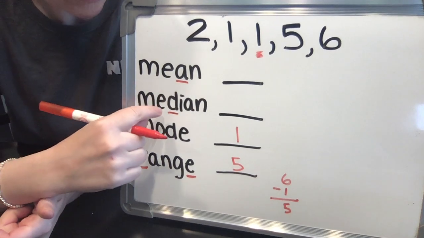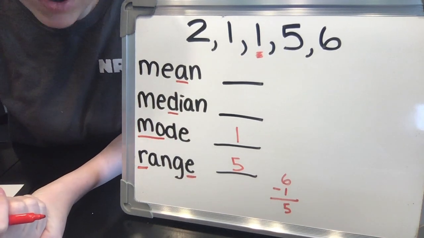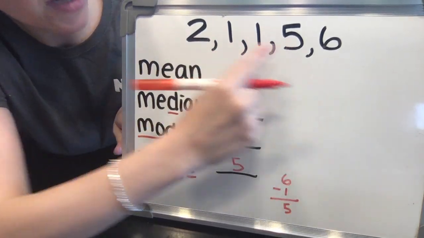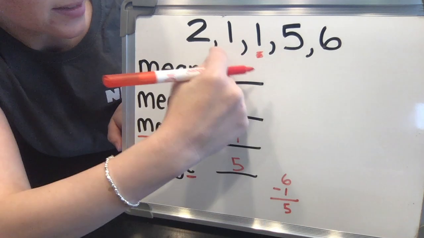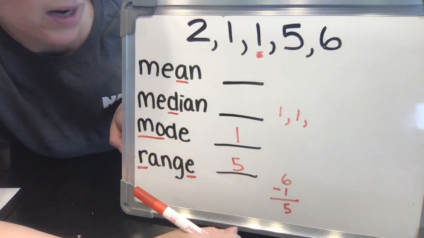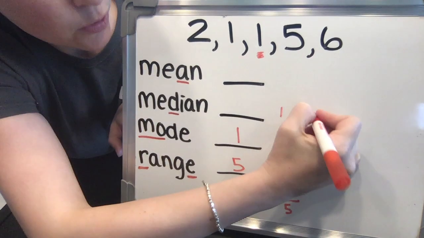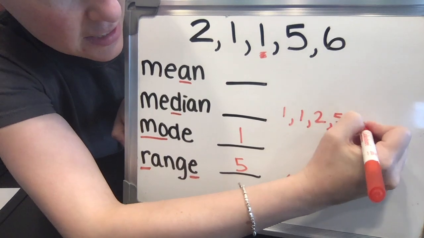For the median, before you can find a number in the middle, you have to make sure that your list is in order. So off to the side, I'm going to rearrange this data and I'm going to put it in order from least to greatest. So my youngest kids are 1-year-olds. So I'm going to start with my 1-year-olds in my list. 1, 1. Next, I have a 2-year-old. Then we have our 5-year-old. And then we have our 6-year-old.